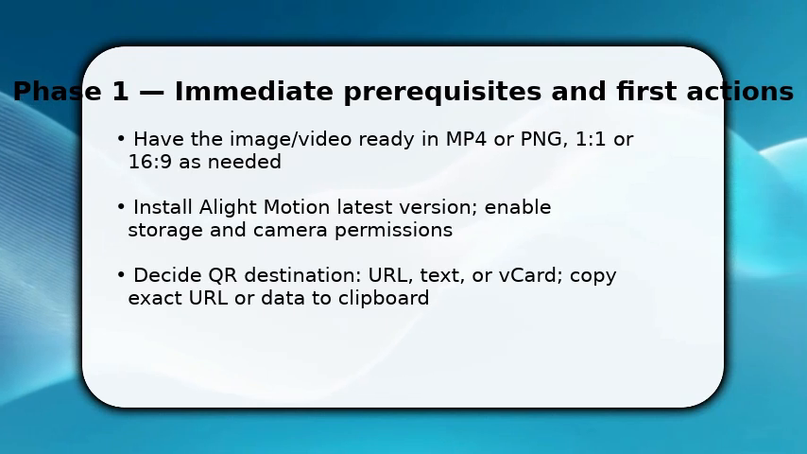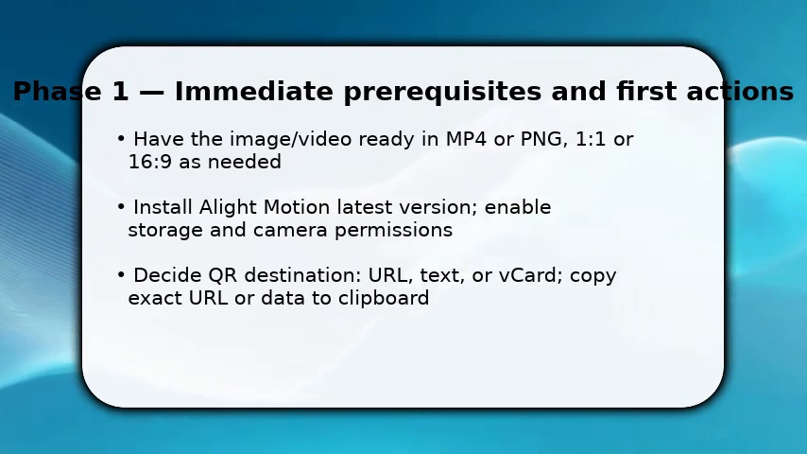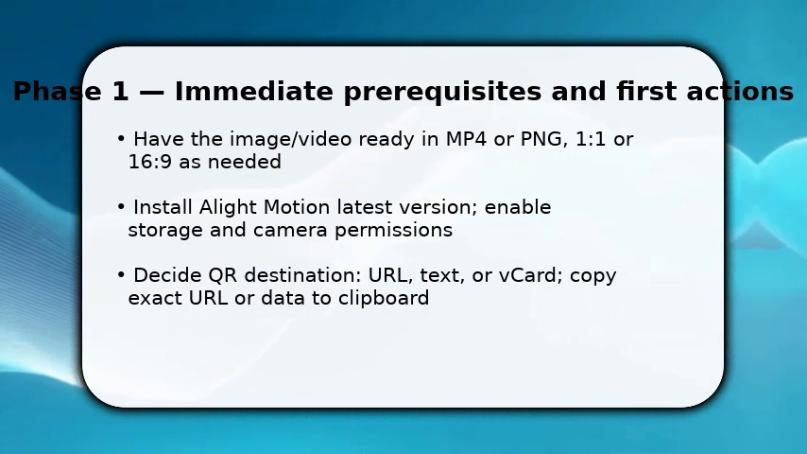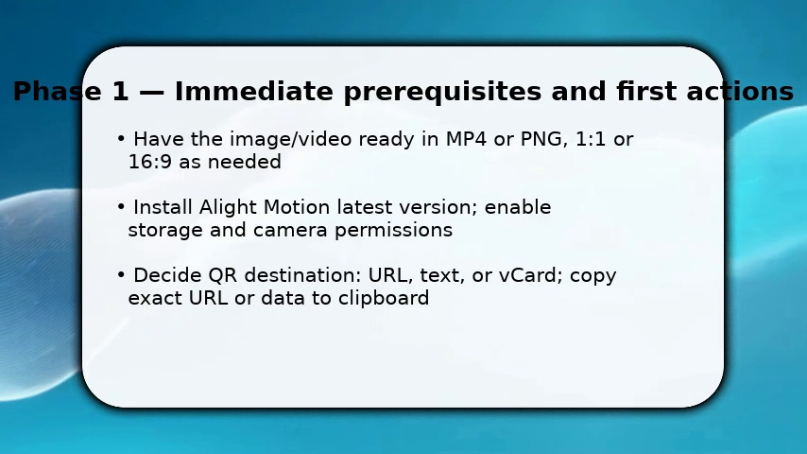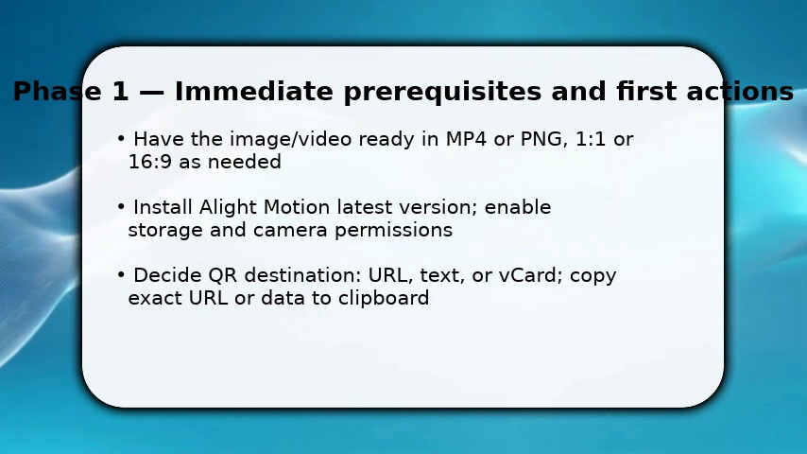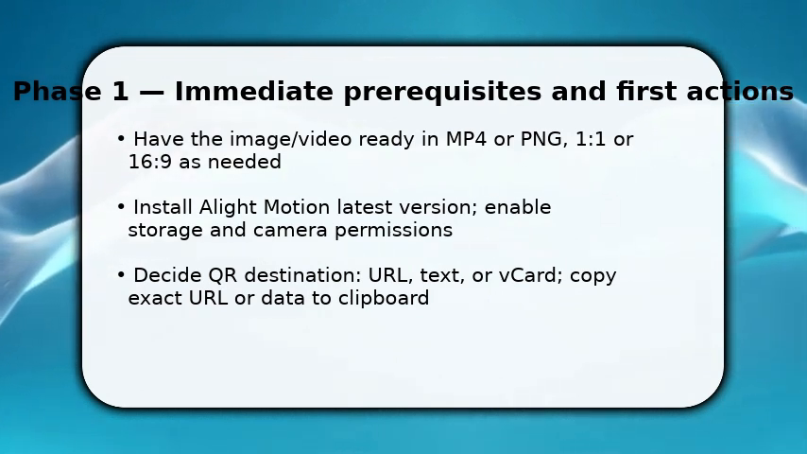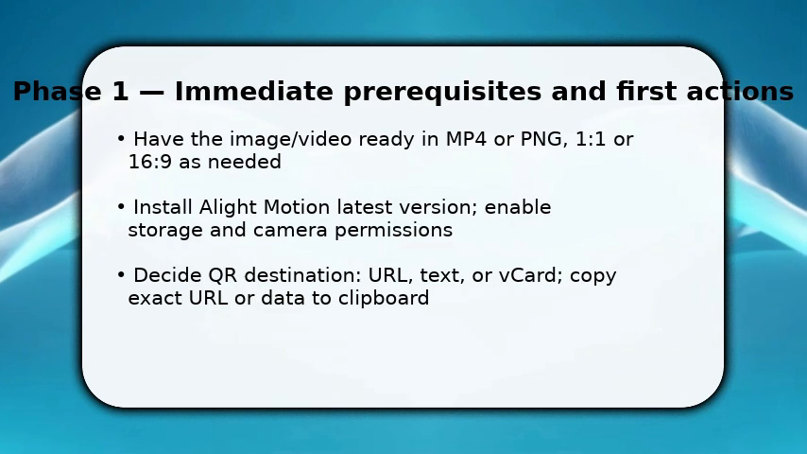You start by getting your assets and QR data ready. Open Alight Motion and create a new project with the aspect ratio you need. This saves resizing later. Once done, import the image or video background and place it on the timeline so you can preview placement. Make sure you have the exact URL or text you want encoded, typos break the link, and keep it on the clipboard for the next step.